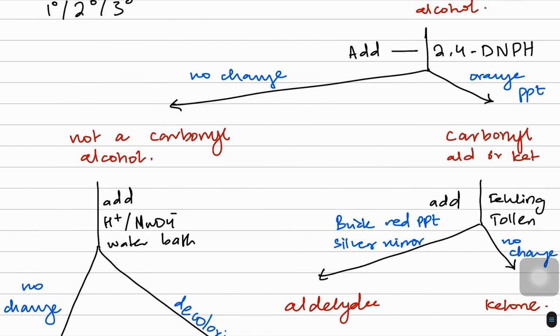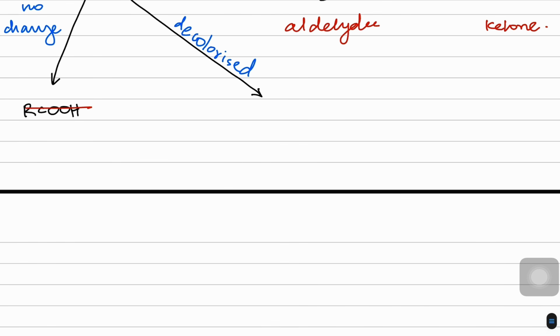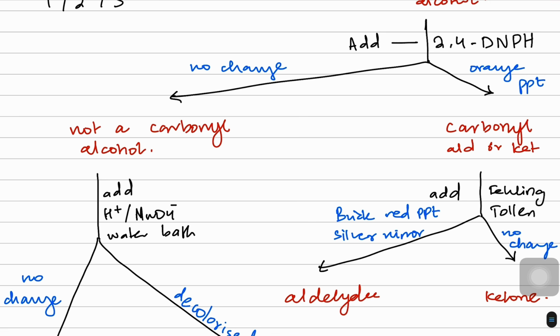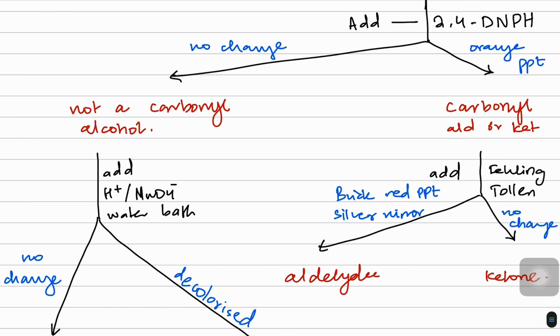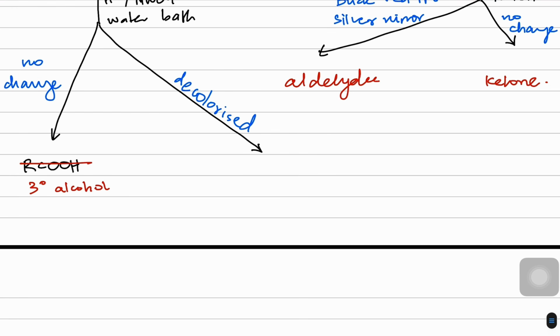If it's no change, it means it could be a carboxylic acid, but in the very beginning, if it does not give you any effervescence with sodium carbonate, then just remove it. There's no carboxylic acid. It could be a tertiary alcohol. It can't be a ketone because remember, we have already tested with 2,4-DNPH and you haven't gotten the color. So follow this scheme, right? So it's a tertiary alcohol. It's not secondary, it's not primary. If it does decolorize, it means it could be a primary or secondary alcohol.